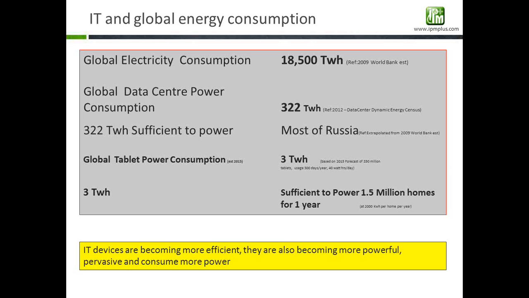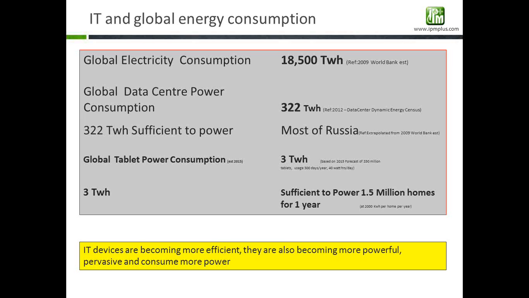And let us look at the other set of devices which are coming to the market today. We have seen tablets literally everywhere. So look at the estimate of tablets in the world. By 2015, there are going to be 350 million plus tablets in the world, and the total energy consumed by the tablets is 3 terawatt hours. How much is 3 terawatt hours of power? It is sufficient to power 1.5 million houses, or 15 lakh houses, for 1 year.